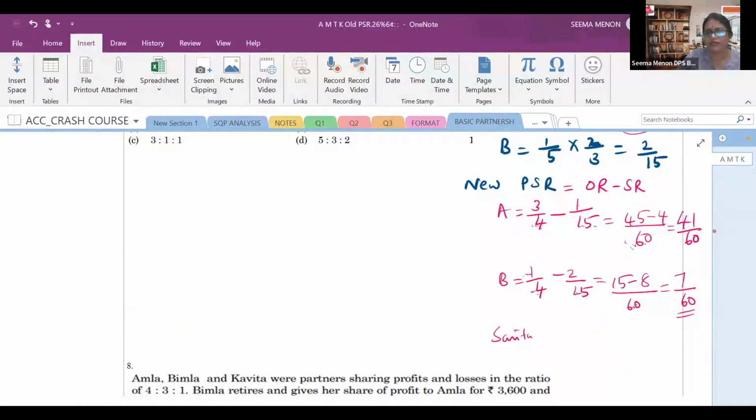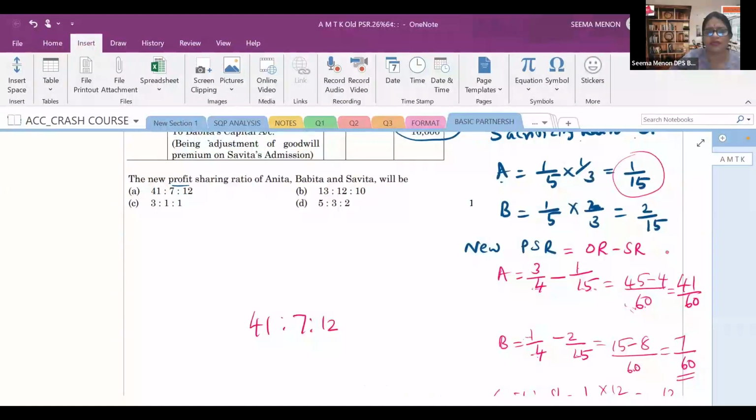What is Savita's share? Savita ka share tha 1/5. So that also we have to convert into like fraction. So we have to multiply with what? 12 se multiply karenge aap. So 12/60. Now what is their ratio? Their ratio is 41:7:12. You have to see that whether it is there in the option. Yes, option A is the answer. 41:7:12.